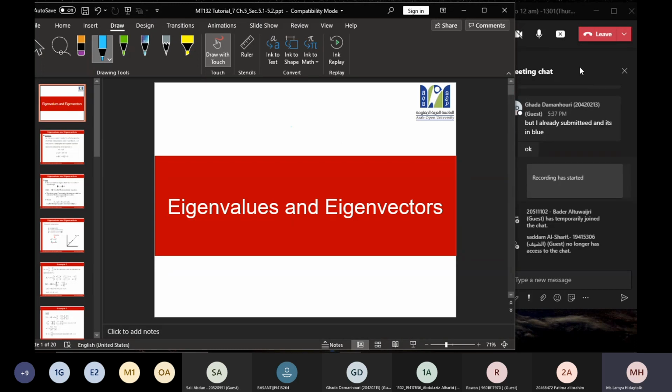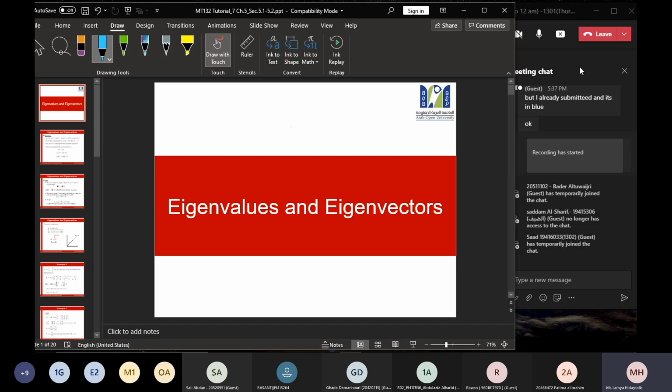And by the way, this chapter is very important, or essential, if you're doing any data science, or in particular machine learning. It is also necessary in that field. Okay. Let's first define what the eigenvalue and the eigenvector are.